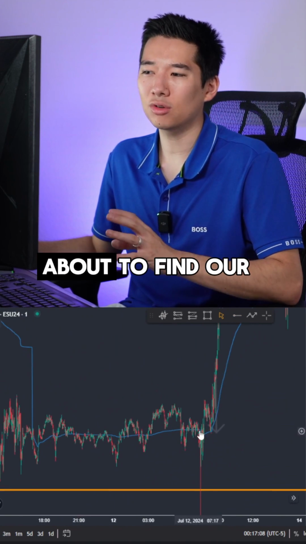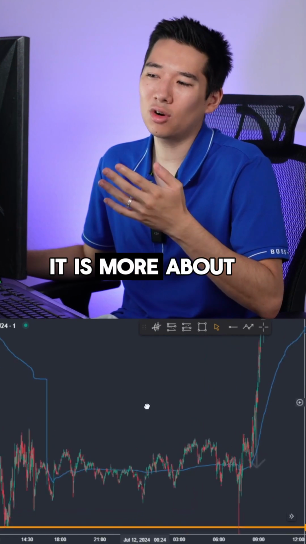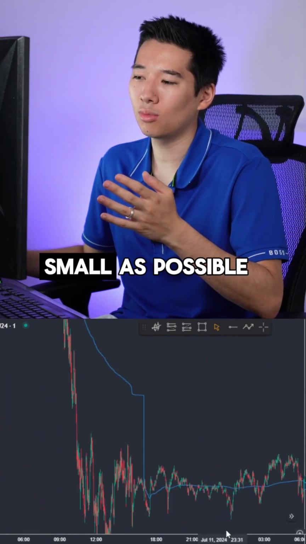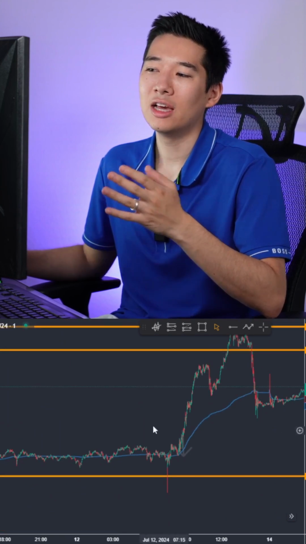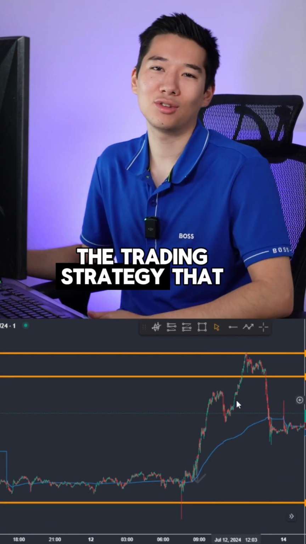And it is not about finding a trading strategy now, what you can see inside here where my mouse is. It is more about you look at the market, you make it as small as possible, as you can see here on my screen, and you watch recurring movements multiple times, and then you use a trading strategy that you like.